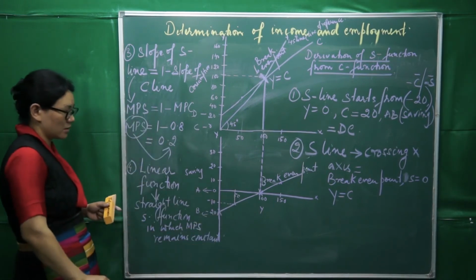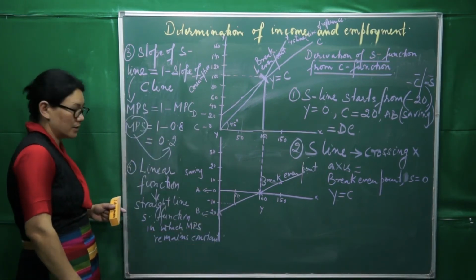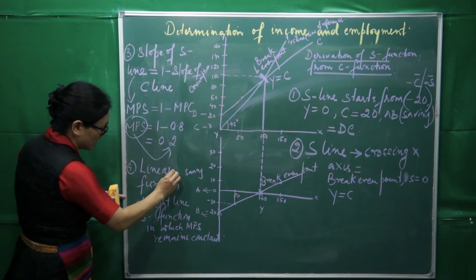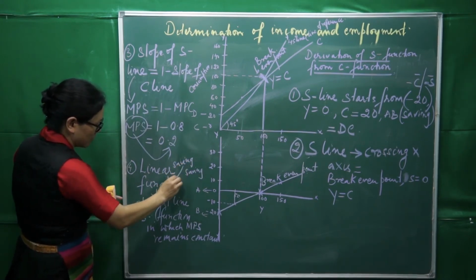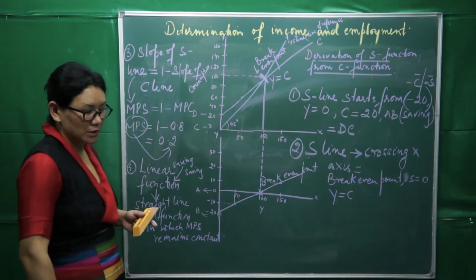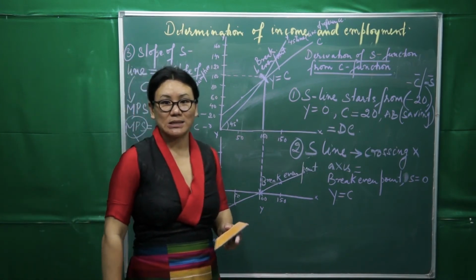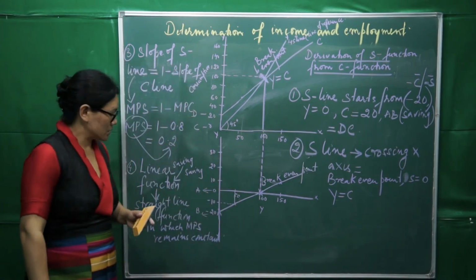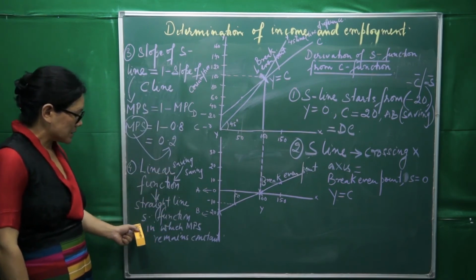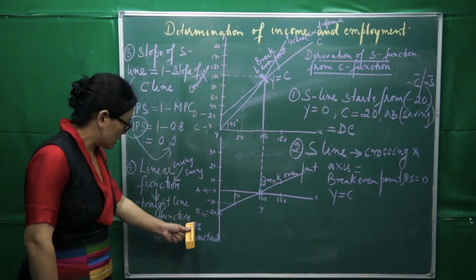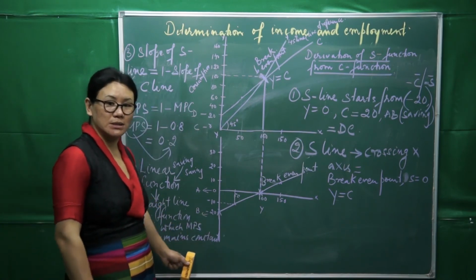Is that clear? Okay, so I will say linear saving function. Or the fourth point, you can write it like this. S line is a linear function. So what does this linear saving function mean? It is a straight line saving function in which MPS will remain constant.